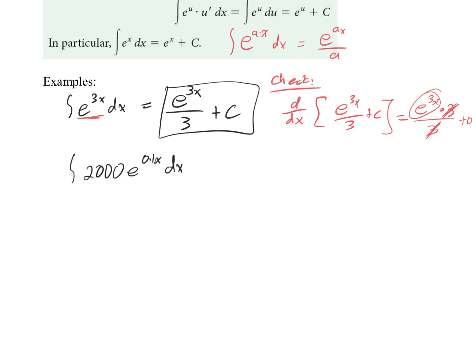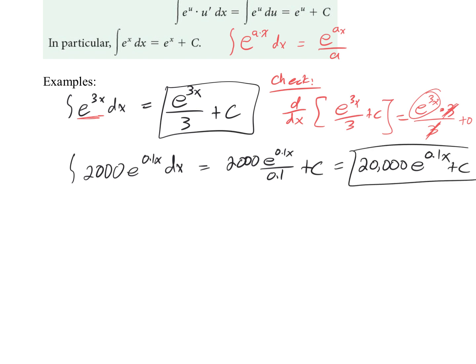All right, next example. If you want the antiderivative of 2000 e to the 0.1x, this would be 2000 e to the 0.1x divided by 0.1. Of course, you do want to take 2000 divided by 0.1. Let's not forget the plus c. Once you do this, 2000 divided by 0.1 would be 20,000 e to the 0.1x plus c.